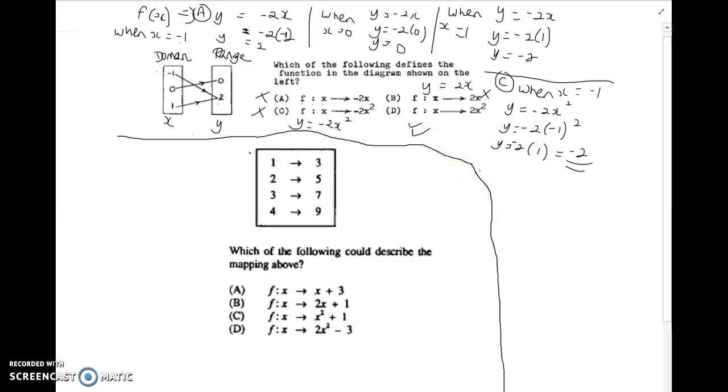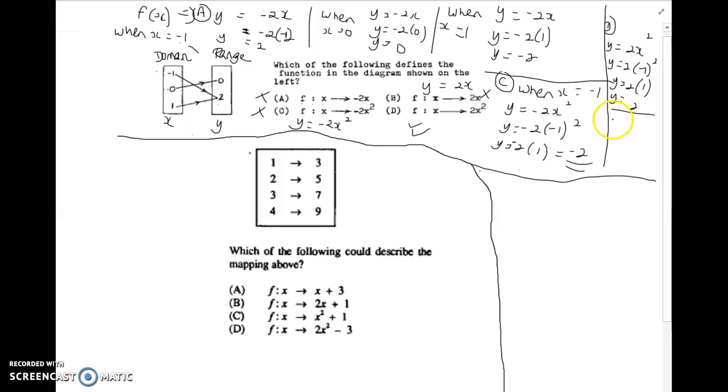But let me check it now. For D, we have y is 2x squared. So when x is -1, we get y equals 2 by -1 squared. -1 by -1 is 1, positive 1. So y is 2. When x is 0, 0 squared, 0 by anything, you get 0. So that works out.